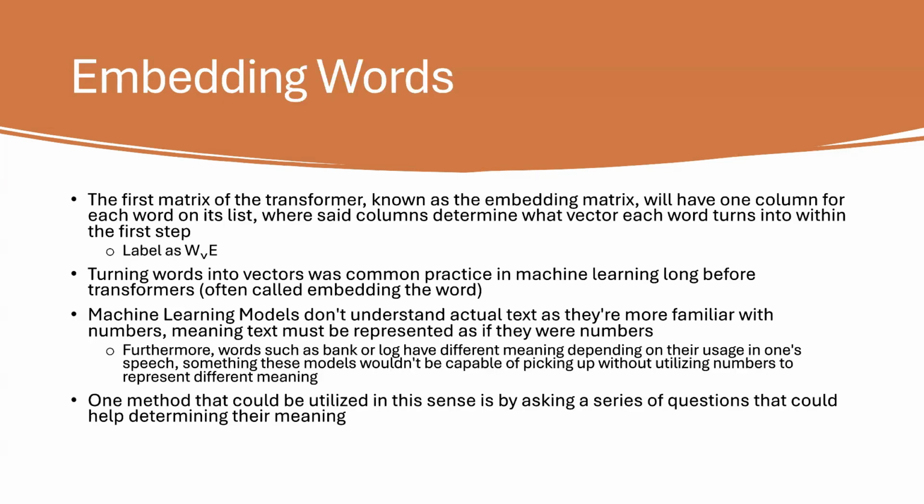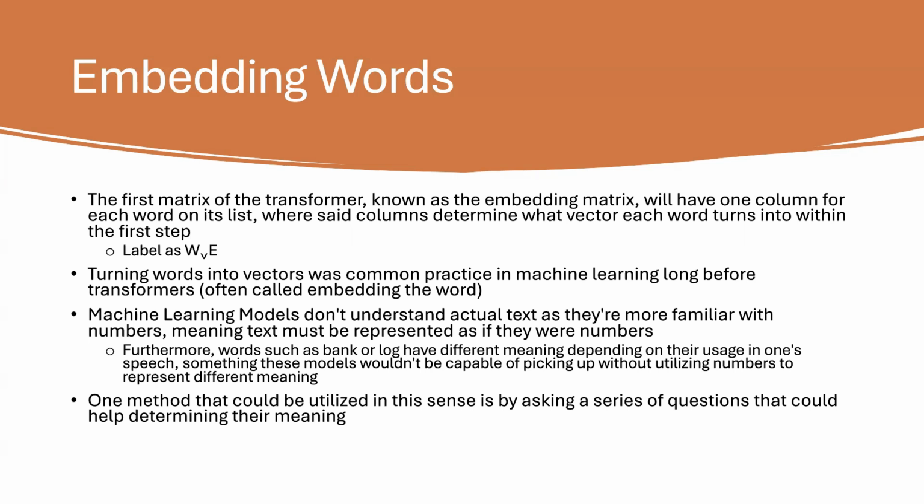With the overview out of the way, we can talk more in depth about what each process means when it comes to understanding what a transformer does. Now, the first matrix of the transformer, known as the embedding matrix, will have one column for each word on its list, where said columns determine what vector each word turns into within the first step. It's labeled as WE. The upside down arrowhead refers to the E being small, which isn't very easy to translate into text.